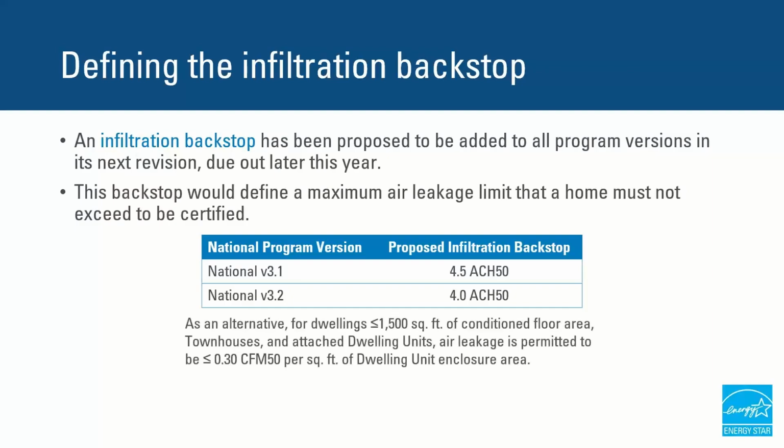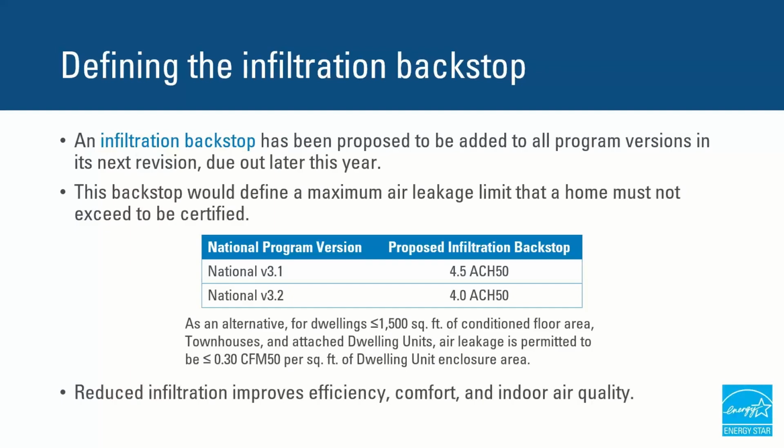We've also previously proposed an alternative limit for dwellings that are equal to or smaller than 1,500 square feet, townhouses of any size, and attached dwelling units of any size. For those, the limit would be based on a different metric, 0.3 CFM50 per square foot of dwelling unit enclosure area. And we think this is an important advance for the program, this idea of an infiltration backstop, on top of our existing mandatory air sealing requirements, because reduced infiltration improves efficiency, comfort, and indoor air quality. So we really want to ensure that it's locked in for every certified home.